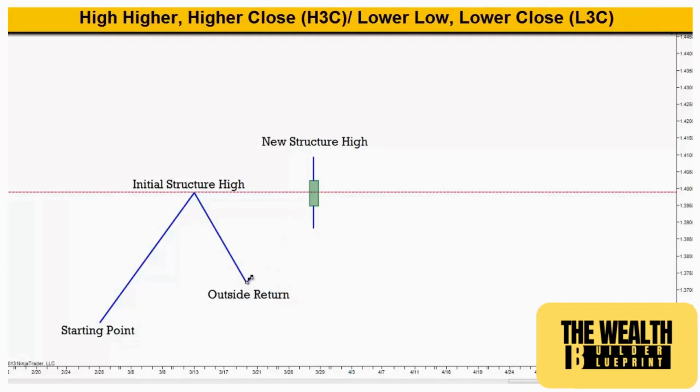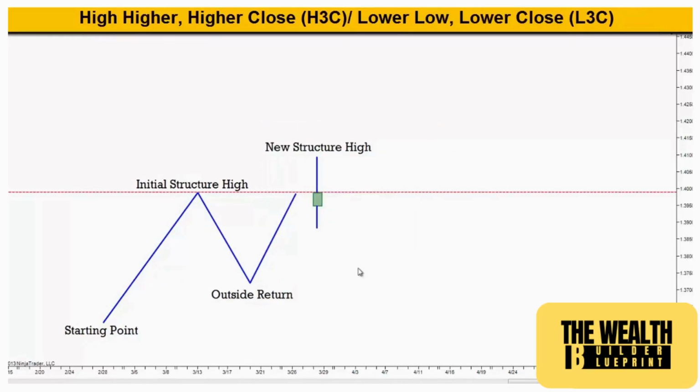Once we start to extend from our outside return and we begin to retest the level of our initial structure high, that's when we're going to look for our higher high, higher close candlestick principle. And again, if our candle creates a higher high and a higher close than the candle right here, then we have another valid new structure high. However, if the candle closes below this level, then we can't yet say that we're in a bullish trend. And this same principle is going to go for every new structure high or new structure low we create.